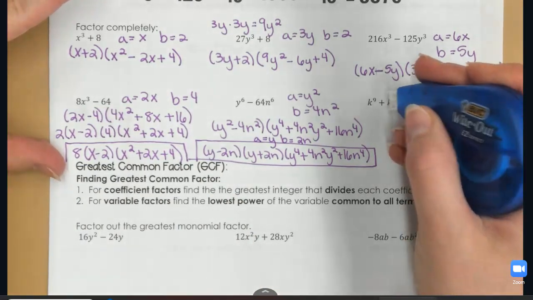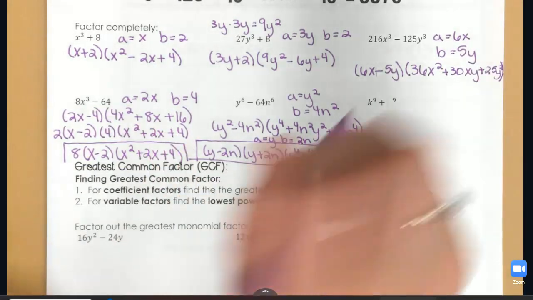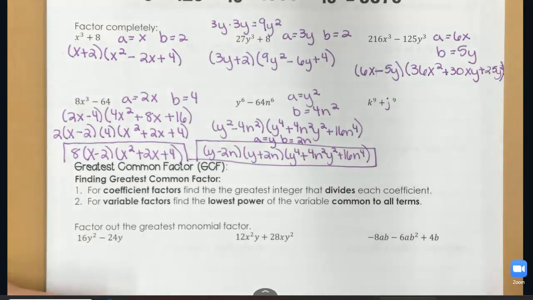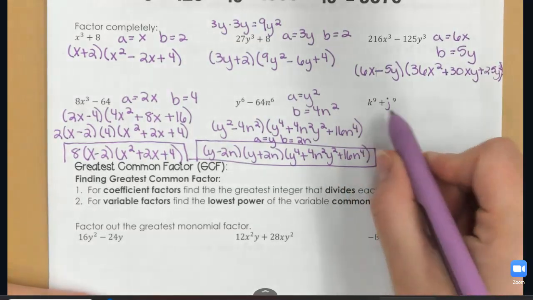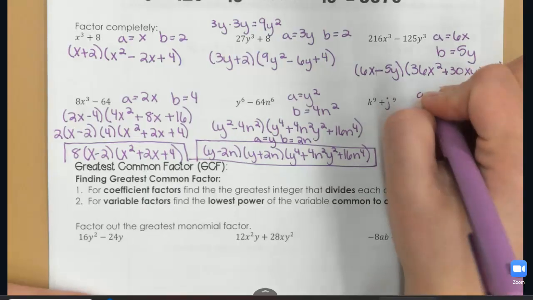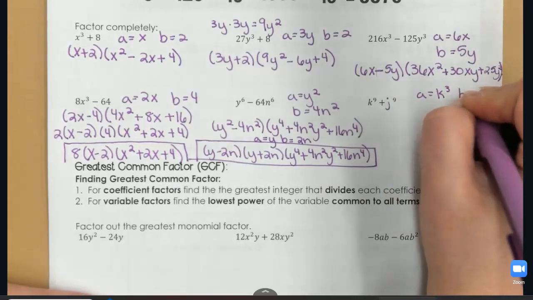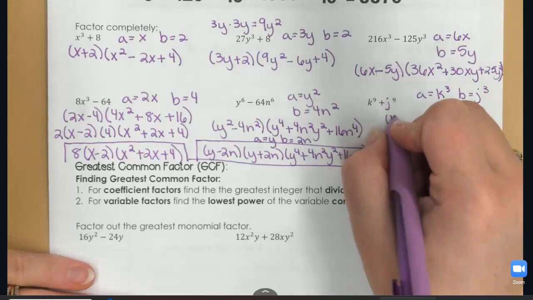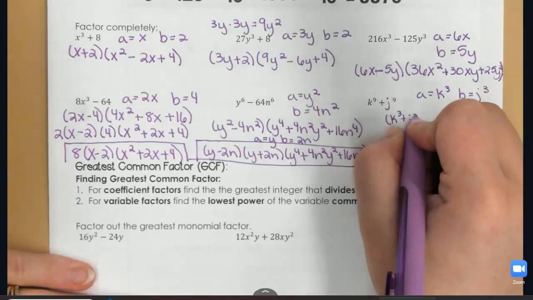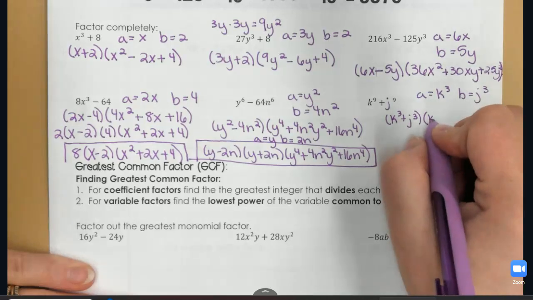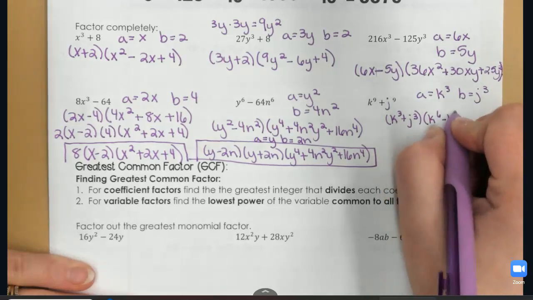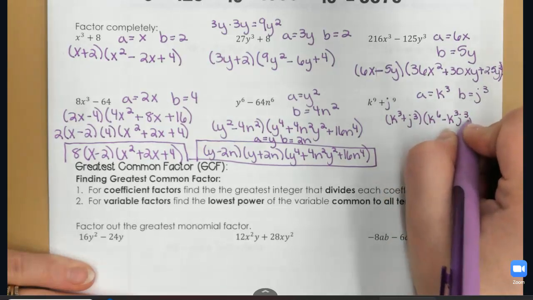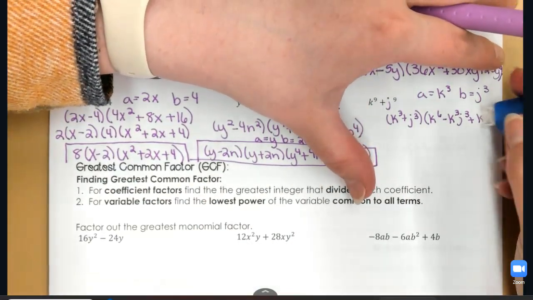Let's change that to another letter, like, say, j, because that's what it's meant to be, two separate letters. So, again, I have a sum of two perfect cubes. So a will be k to the 3rd, b will be j to the 3rd. So using my sum of cubes, that's k to the 3rd plus j to the 3rd times k to the 6th minus k cubed j cubed plus, sorry, not k, j to the 6th.